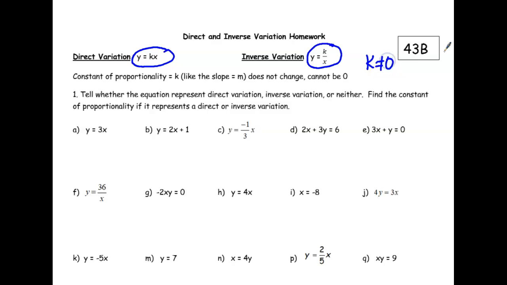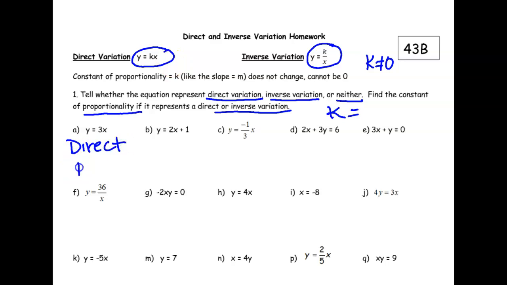All right, so the first part of it says to tell whether the equation represents direct variation, inverse variation, or neither. Find the constant of proportionality if it represents a direct or inverse. So if it's direct or inverse, we need to find the k value. Okay, so looking at A, it's already in the form of y is equal to kx, so we know that would be a direct variation, and our k value would be the coefficient, which is 3.